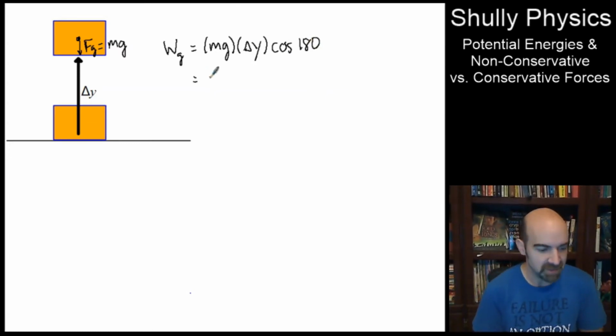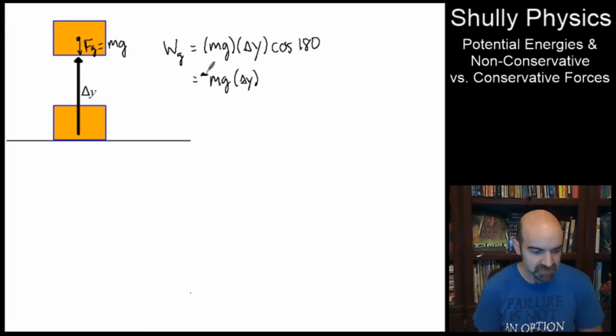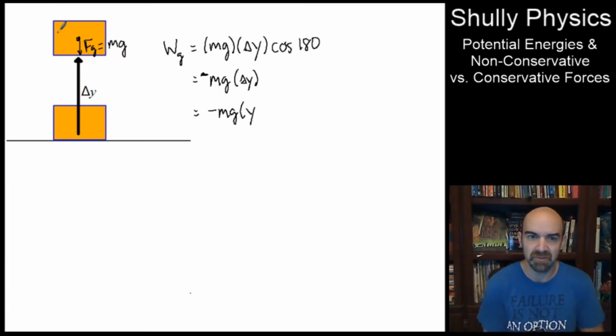And just simplify that out a little bit. We have an mg delta y. And the cosine of 180 makes this a negative. So this is negative work done. There's the gravity. As we lift it upward, gravity does a negative work to that mass. All right, so now if we have this negative mg out front, what is the delta y? It's a change in position. So if we call this position 2 up here and position 1 at the bottom, this would be a y2 minus y1. That's our change in position.